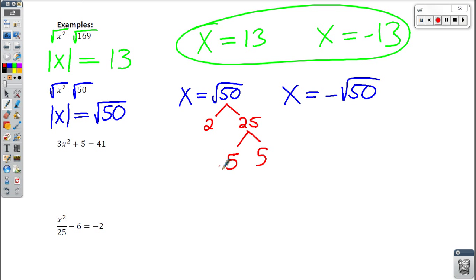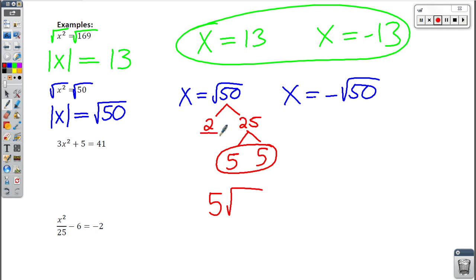So this 5 and 5 here, this is really 5 times 5, which is 5 squared. And so we can take the square root of that. And when we take the square root of that, we get 5. So the square root of 5 squared is 5. Or the square root of 25, you can think of it that way too.